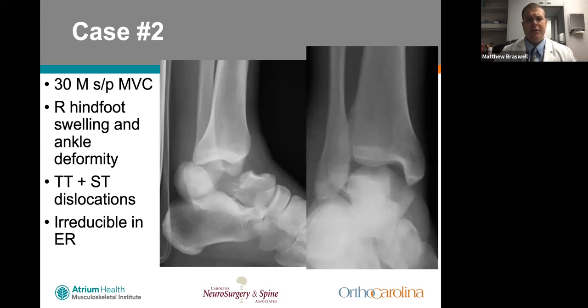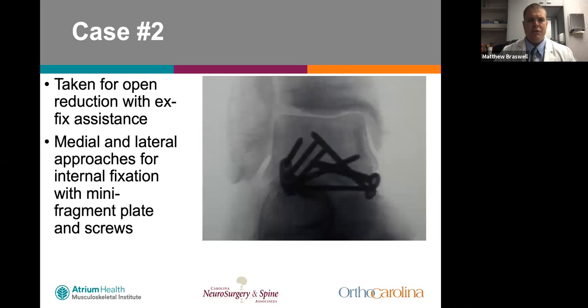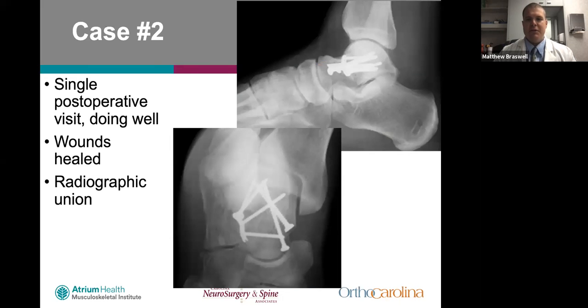Case number 2 is our 30-year-old high-speed MVC with tibiotalar and subtalar dislocations, which was irreducible in the emergency room and required a trip to the operating room for a true open reduction, as it couldn't be reduced even with X-fix assistance. This was treated, as you can see here, with some of the techniques we talked about, with medial independent lag screws and a lateral mini fragment plate. At the single post-operative visit, the patient was doing very well. Wounds had healed and there was radiographic union, as you can see here.